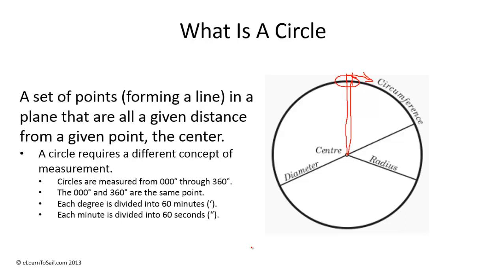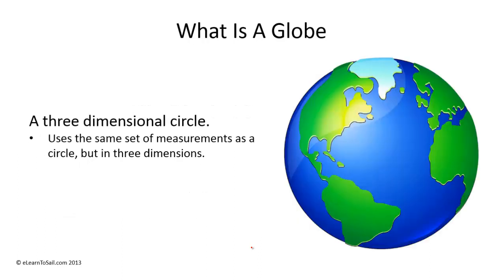Now, on a circle this small, we're not going to be able to see that. But when we deal with a circle the size of the Earth that has a very large circumference, then we can make out the difference between each individual second and each individual minute. Let's talk about the Earth. What is a globe? A globe is a 3-dimensional circle. So in other words, if you take a circle and spin it around on its axis, you will create a globe. And the most common globe we know of is our Earth.